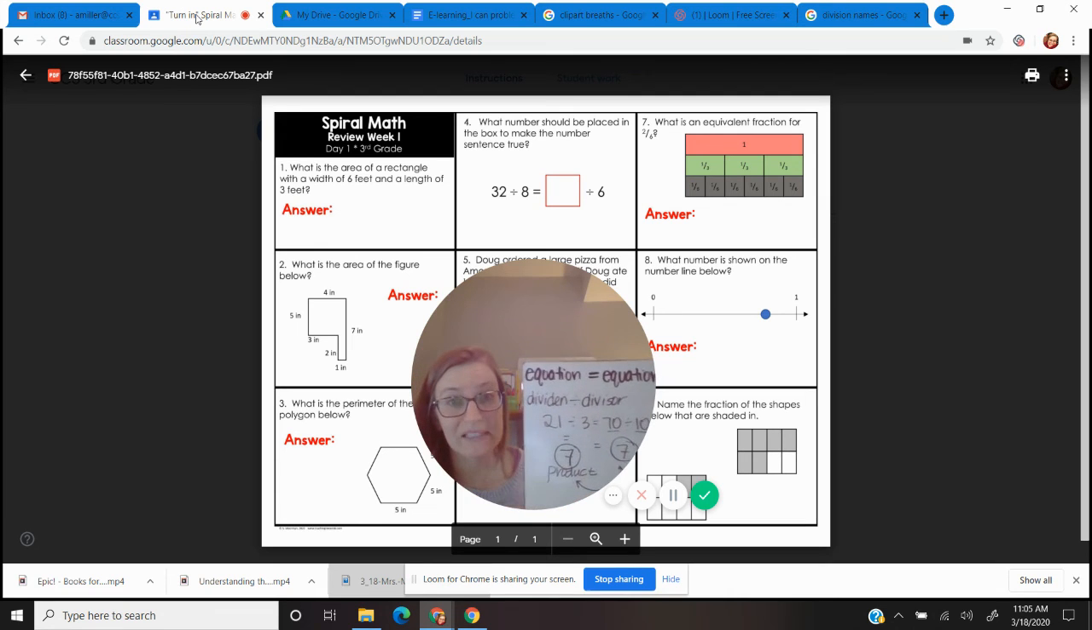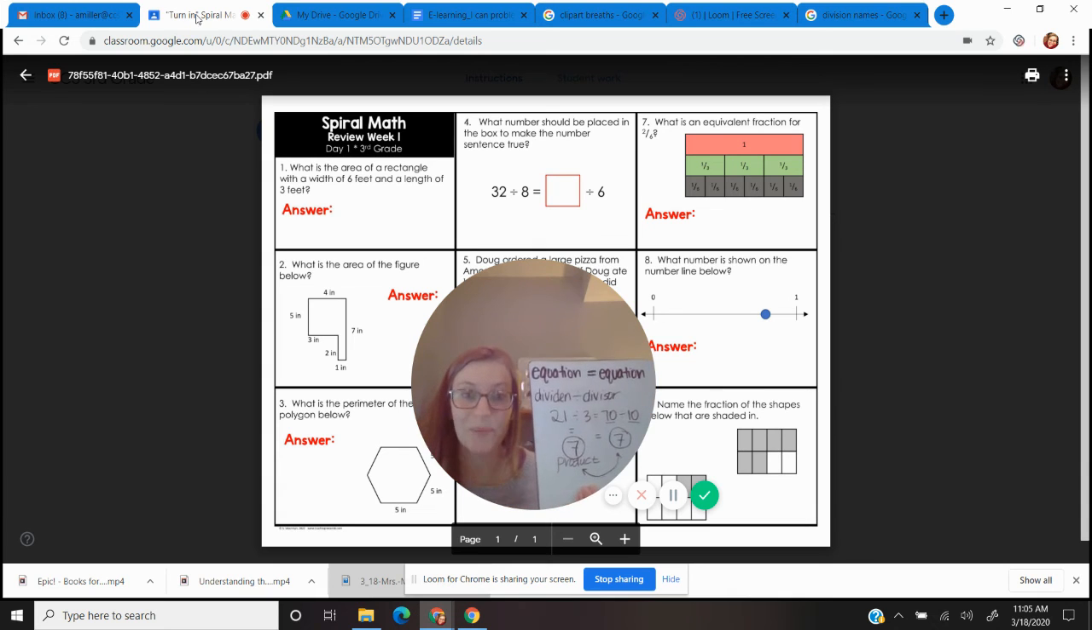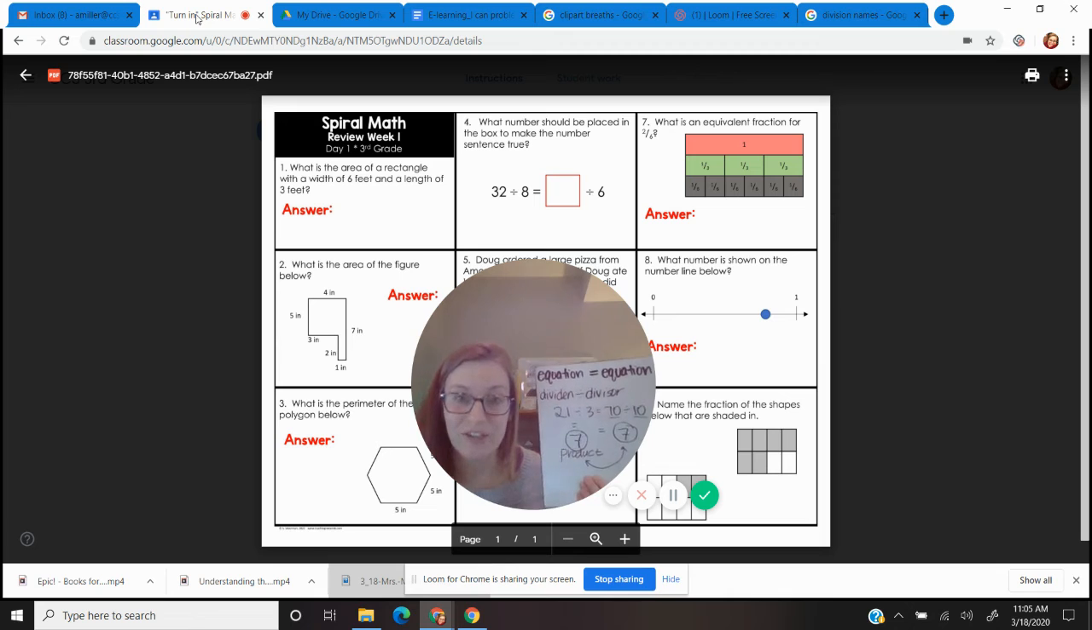So in the example, 32 divided by 8, please give me the product. Then you'll have to know enough about your 6 fact family to find the missing dividend to equal the same product as 32 divided by 8. So please solve left to right. We'll be working first with getting the answer, or the product. 32 divided by 8. What's that answer?